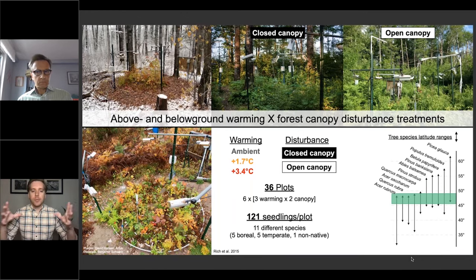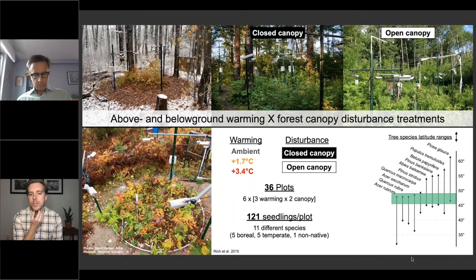They have both above and below ground warming, like I mentioned, below ground warming from resistance heating cables and above ground warming with these infrared lamps to create three different levels of warming: ambient, where the entire setup was generated and the switch just wasn't flipped on, about a 2 degrees Celsius and about a 3.5 degrees Celsius increase in temperature. And like I mentioned, under two disturbance or closed versus open canopy treatments.